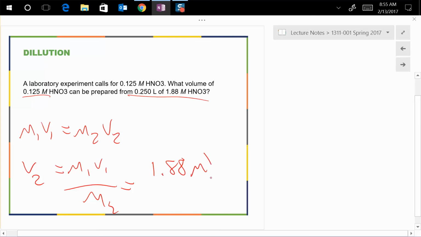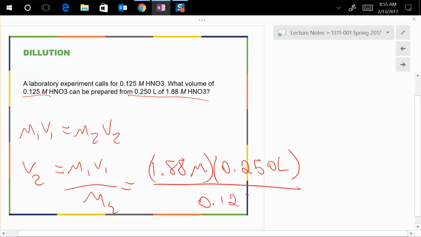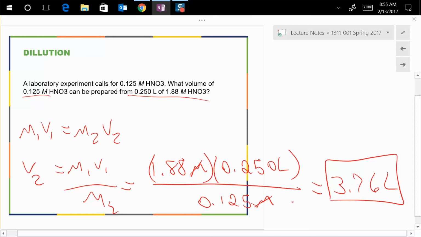1.88 molar times 0.250 liters divided by 0.125. Okay, what's my liters? What is the volume that can be prepared? 3.76 liters. Okay, so I can prepare 3.76 liters to use in this experiment. Okay? All right.